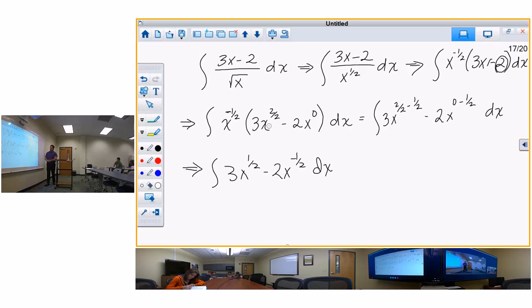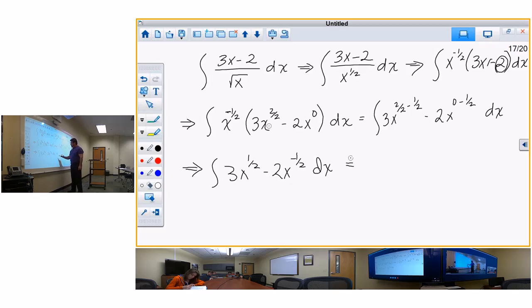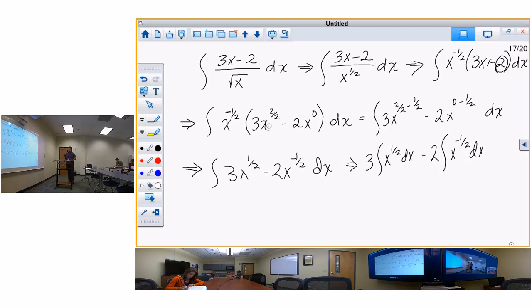Now, what can I do here to make things easier? Pull out the what? Pull out the constants. Now you just have to take the antiderivative of x to the 1/2 and the antiderivative of x to the negative 1/2.